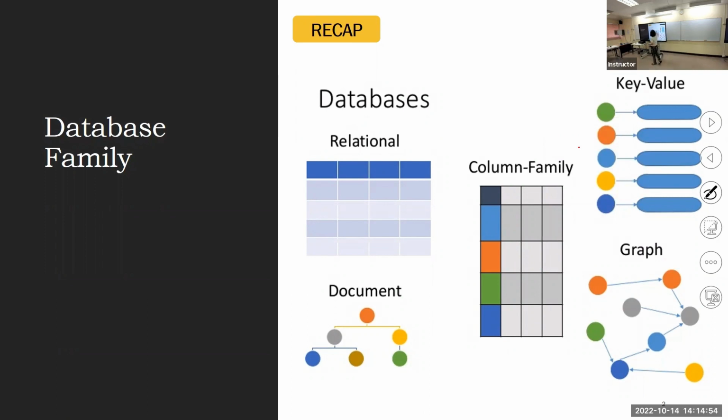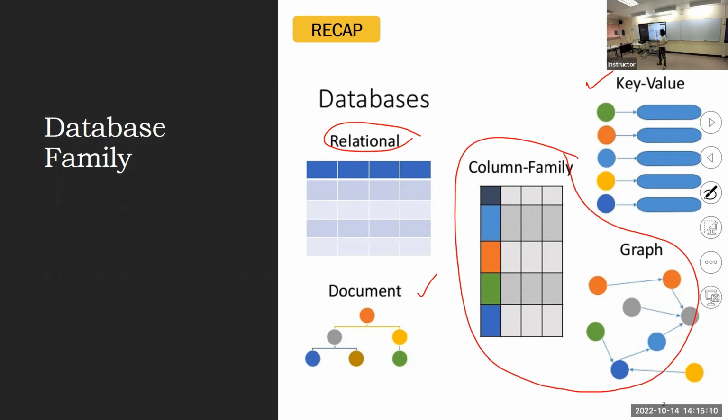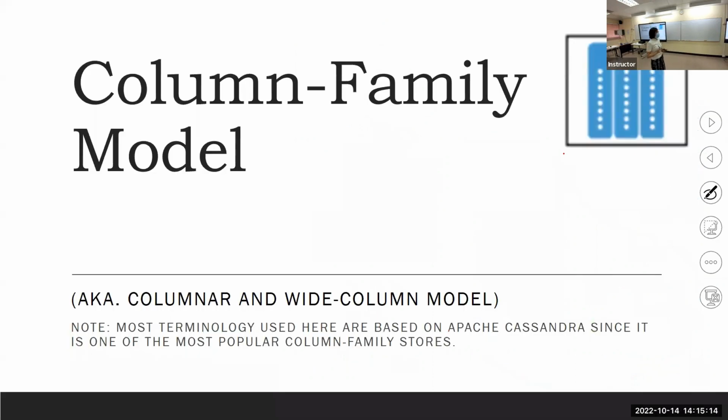We do have the relational model. We do have all the other four NoSQL models that we've been looking at. And key value, we already discussed. Document, we already discussed. Now it's the time for column family and graph model. So let's look at column family first.